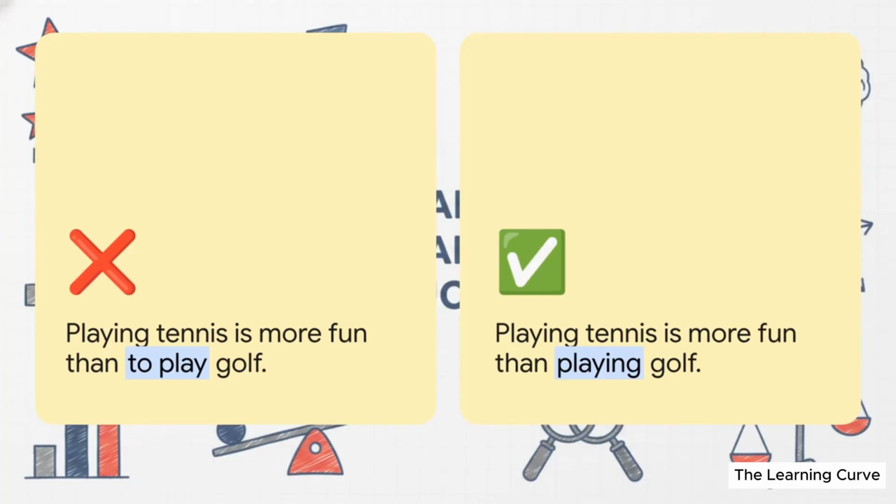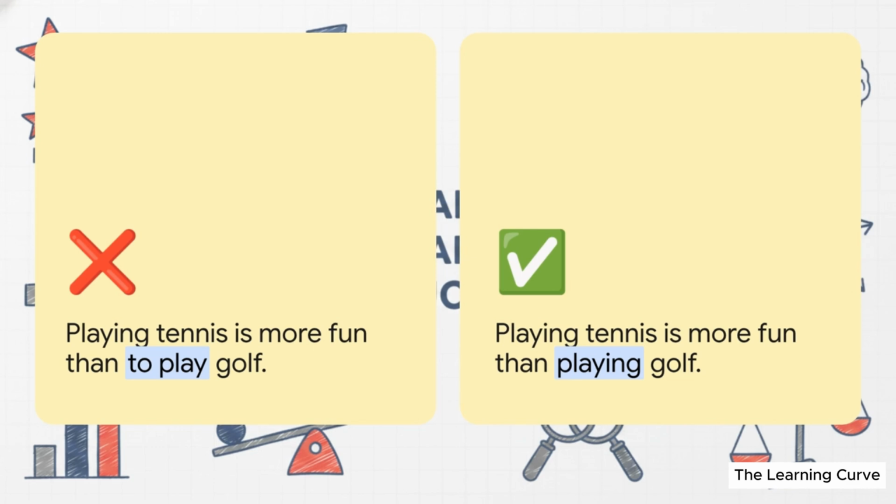Now this right here is the ultimate boss-level test of your new skills. Parallel structure is essentially the art of grammatical symmetry. It means ensuring both sides of the word than match up perfectly. Look at this incorrect example. Playing tennis is more fun than to play golf. On one side we have playing, which is a gerund, pitted against to play, an infinitive. It's totally, completely unbalanced.